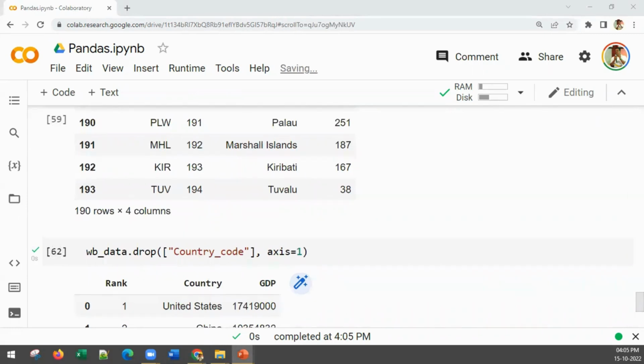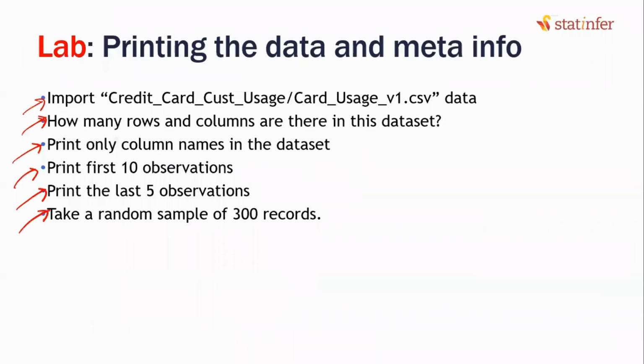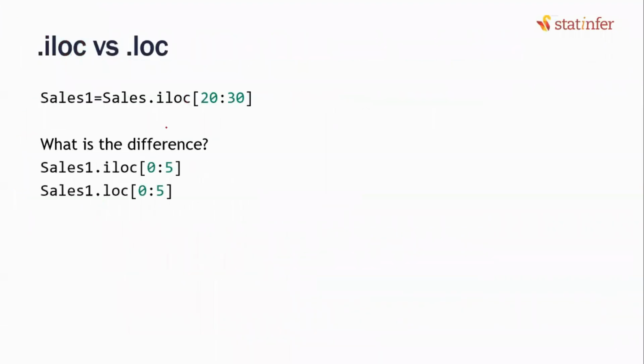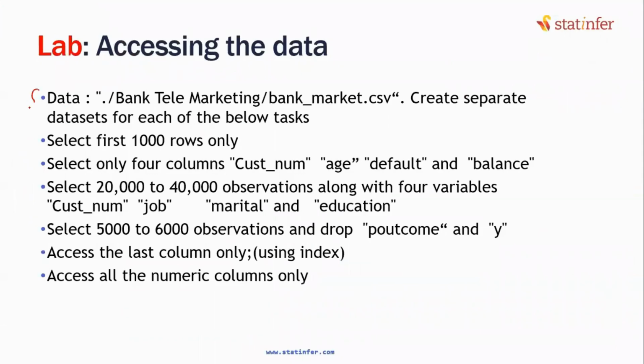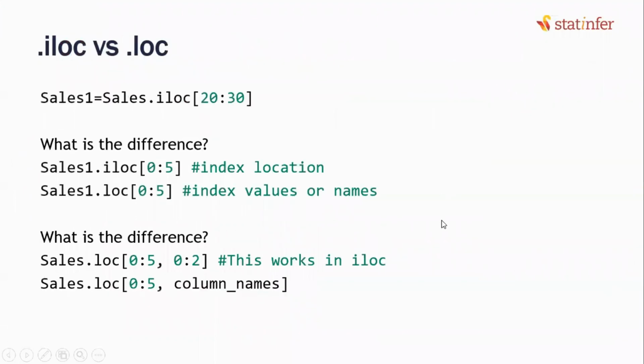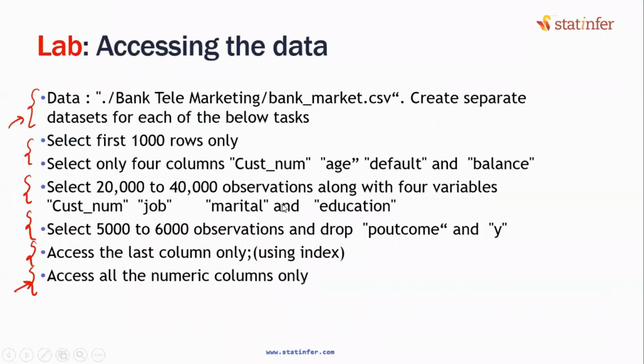What I want you to do is a small exercise now. Let's do the lab exercise, the second part of the lab exercise: accessing the data, accessing the rows, accessing the columns. So here is the data set, bank telemarketing data, import it. Try to do all these exercises one by one. You will be able to do them because we have just understood these concepts and they are not very difficult to understand. Just practice them using this exercise. You should be able to do it.